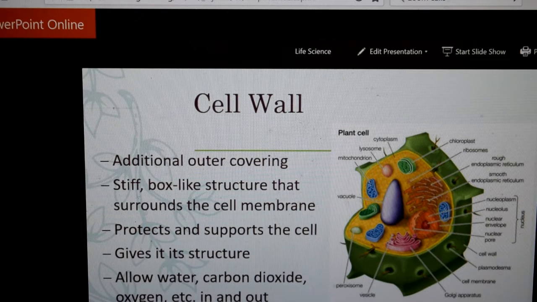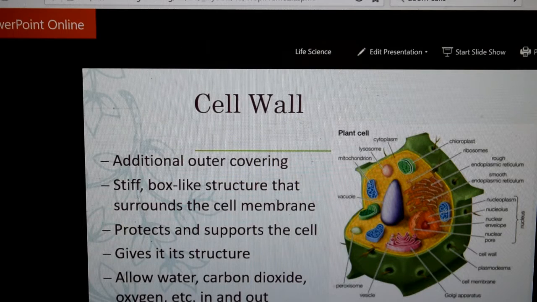If you pick up a plant leaf, you can bend it, but it's not like it's a glob. The bones help give us our shape, but the cells in your body don't necessarily do that. But in a plant, the cell walls help give it its shape. It protects and supports the cell, and gives it its structure. The cell wall also allows in the carbon dioxide and lets out the oxygen, so it has an important part to play in photosynthesis. So this cell wall is the big difference between plants and animals.